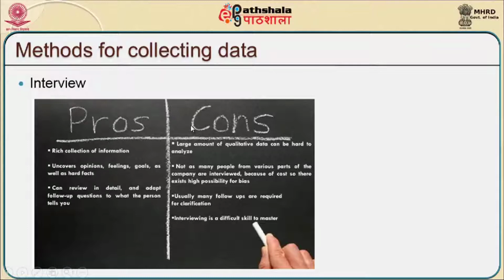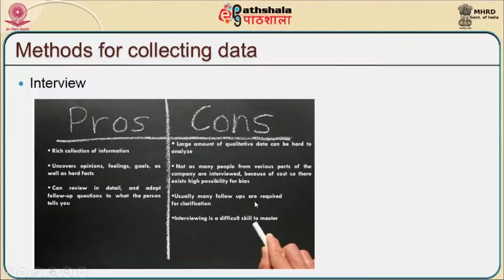By interview I can get information like 74% of the projects failed, say way back 20 years, and 47% passed, so thereby we see a large difference. These quantitative values and some qualitative values would not have a clear justification for us. Also, not as many people from various parts of the company are interviewed because of cost, so there exists a high possibility of bias.